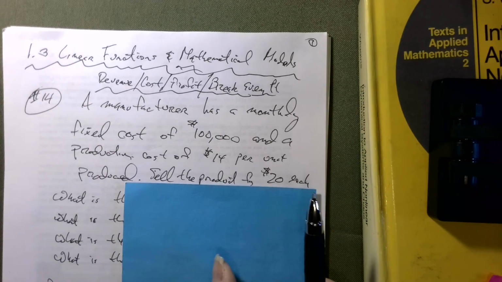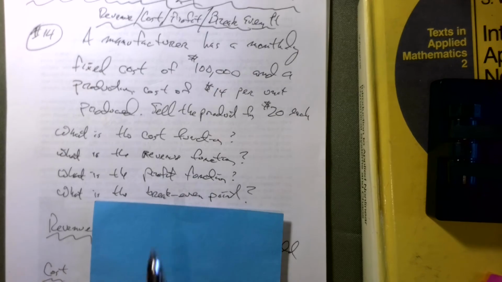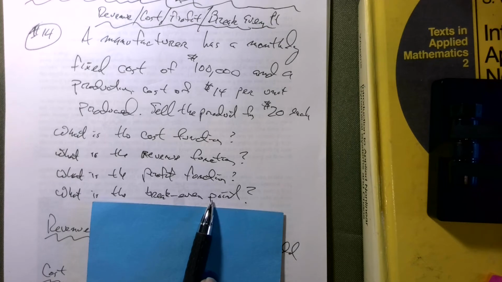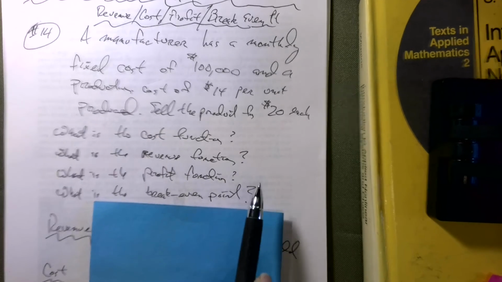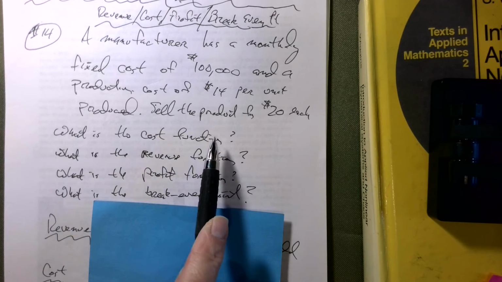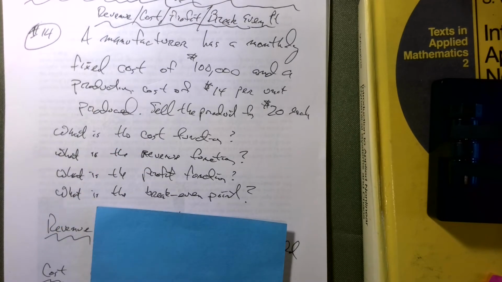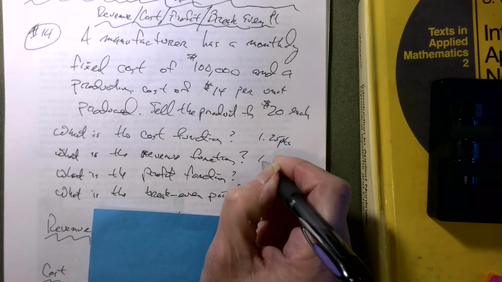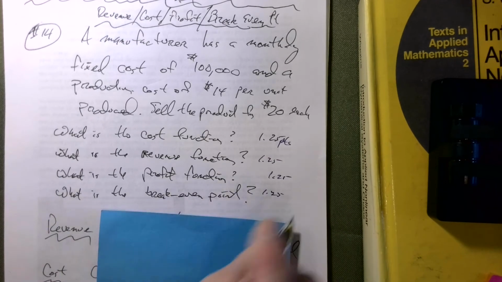So what we're going to do here is come up with the cost function, the revenue function, the profit function, and what's called the break-even point. And I'll show you geometrically what that means. So you're going to have to come up with 4 things. Each of these will be worth 1.25 points, because if you add them up, that gets you 5 points.